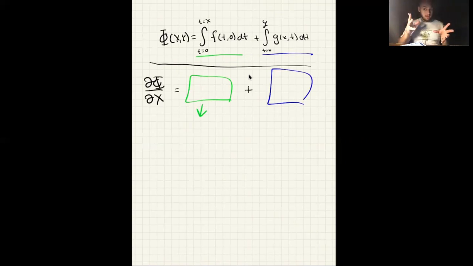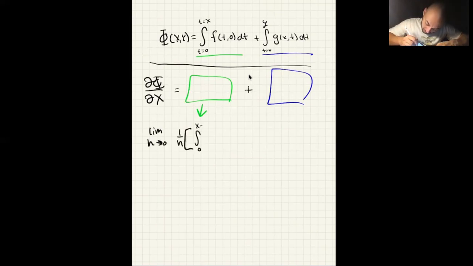Well, if you actually work out what the definition of a partial derivative is, it's going to work out in the following way. This is actually going to be the limit as h goes to 0 of a difference quotient in the x variable. So you'll integrate from 0 to x plus h of f(t, 0) dt, and you'll subtract the same quantity but without the h: the integral from 0 to x of f(t, 0) dt.